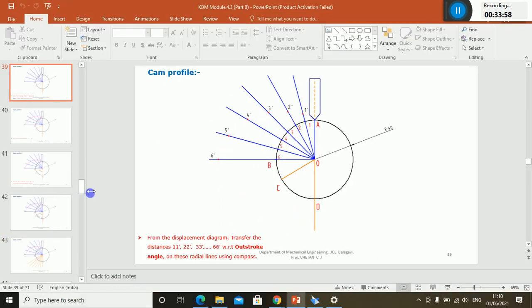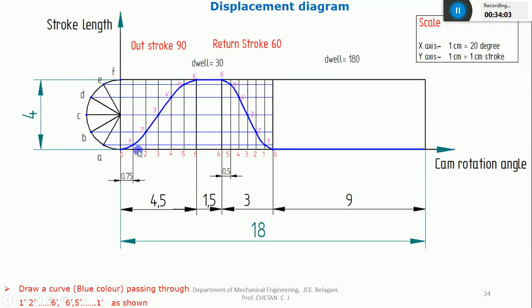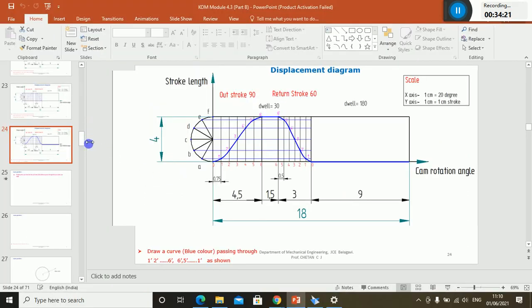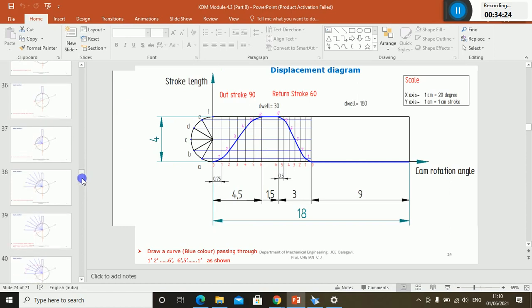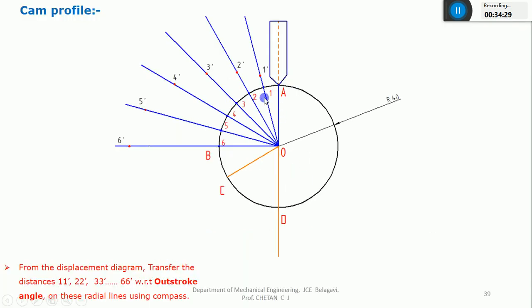With respect to the outstroke, just copy the vertical distance 1 to 1 dash, 2 to 2 dash, 3 to 3 dash, up to 6 to 6 dash. Copy all the 6 distances one by one with the help of a compass and transfer them onto this cam profile. Take this point 1 as a reference and draw one arc. That arc will intersect this first radial line at this point. I'll call the intersection point 1 dash.